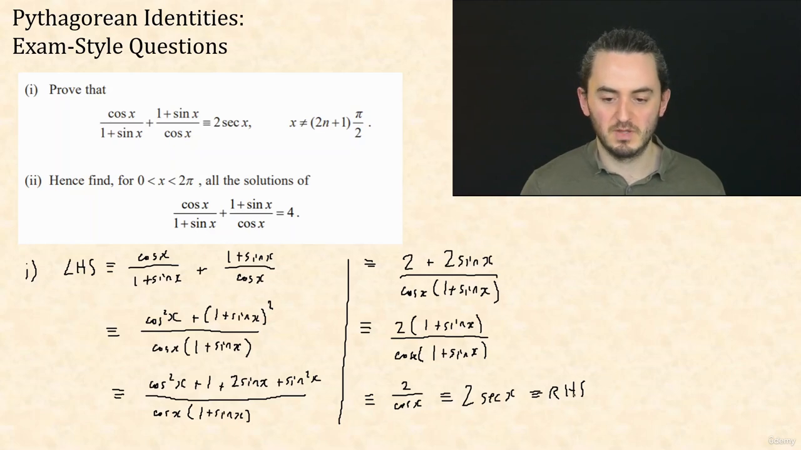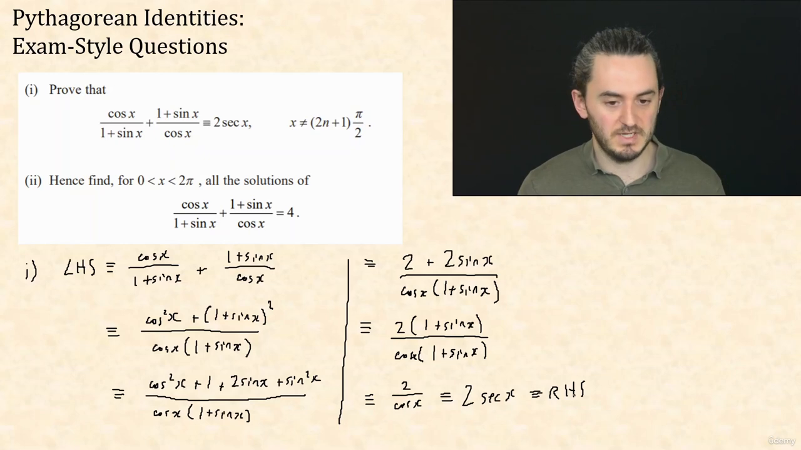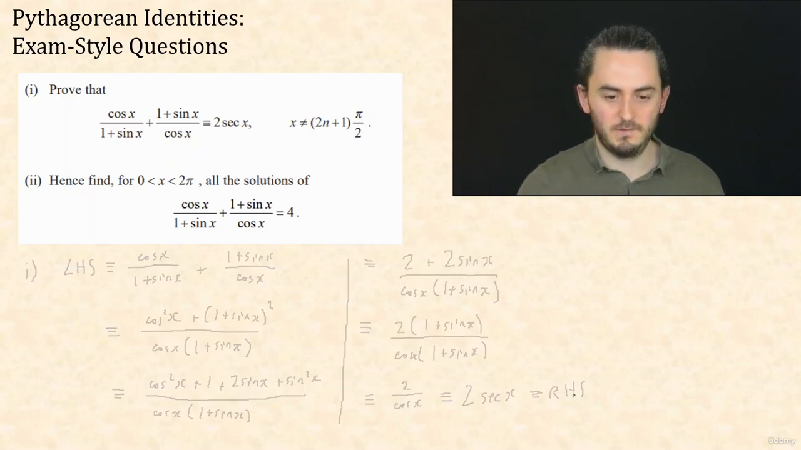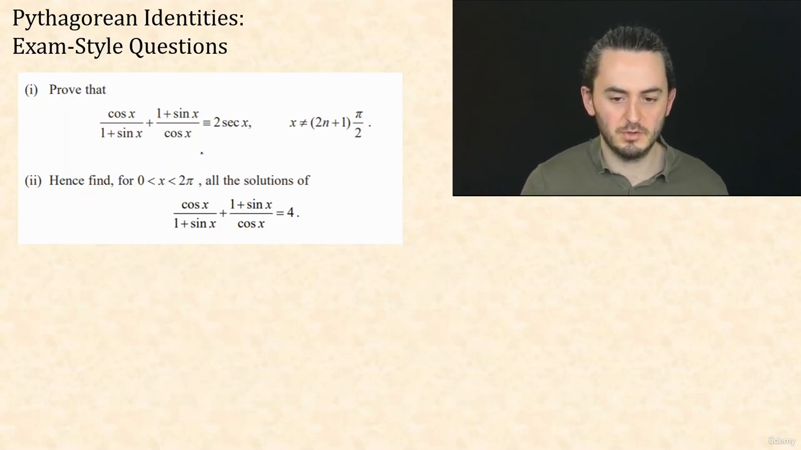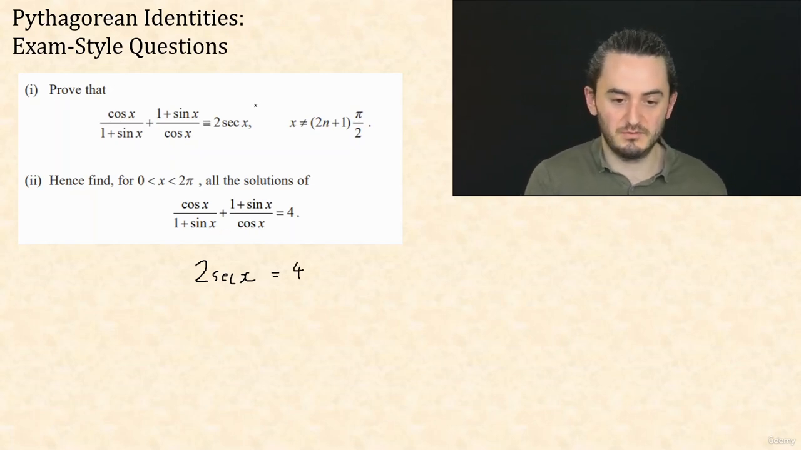So there's the proof. Okay, part 2 of the question, hence find, between 0 and 2 pi, we're in radians, all the solutions of all of that stuff equals 4. Okay, let's give ourselves some more room. All right, so we're simply going to use this result that we've proved up here. All of this stuff over here is the same as 2 sec x. So solving this can just be solving 2 sec x equals 4. Easy as that. Dividing through by 2, I get sec x equals 2.